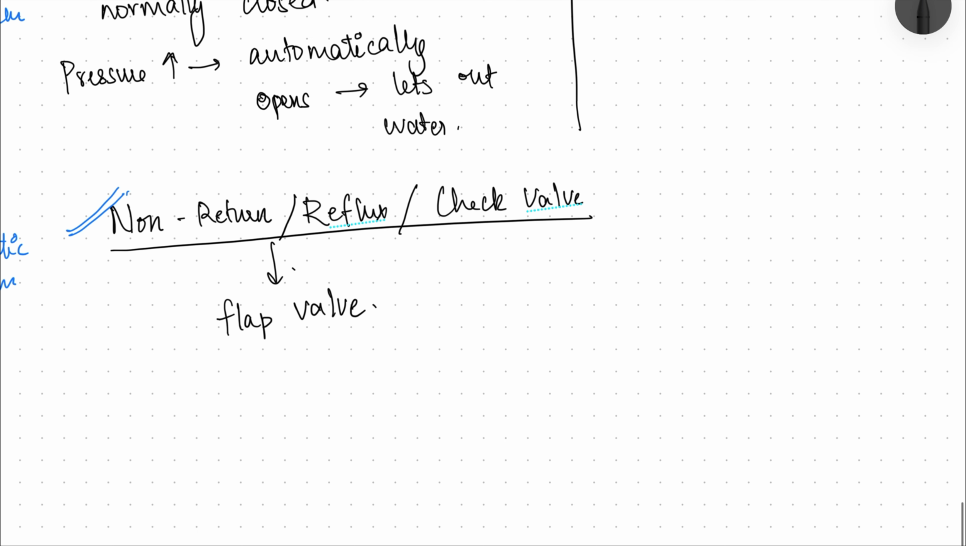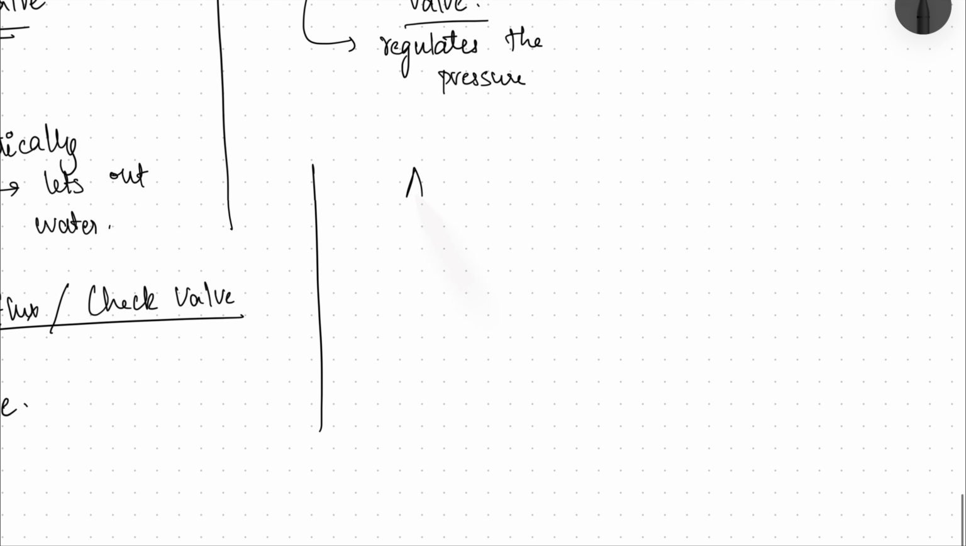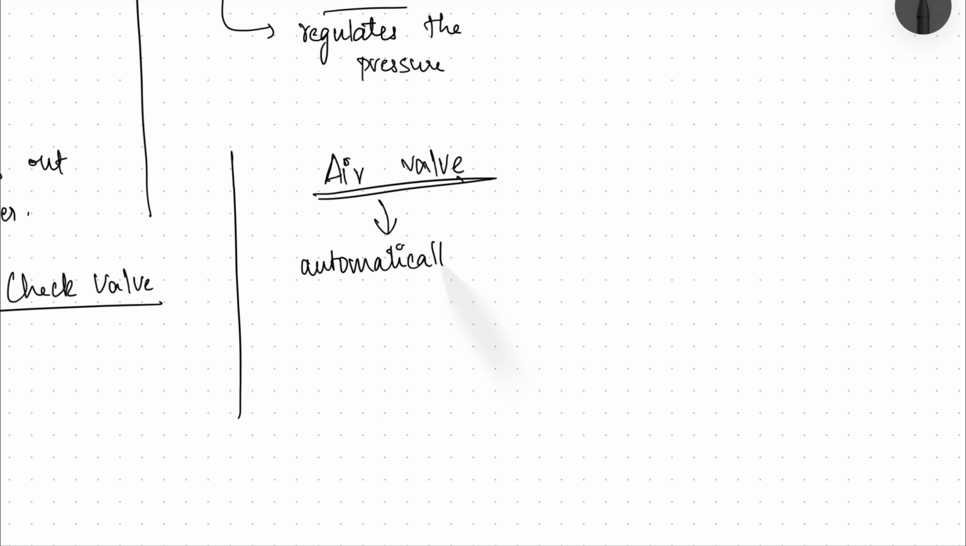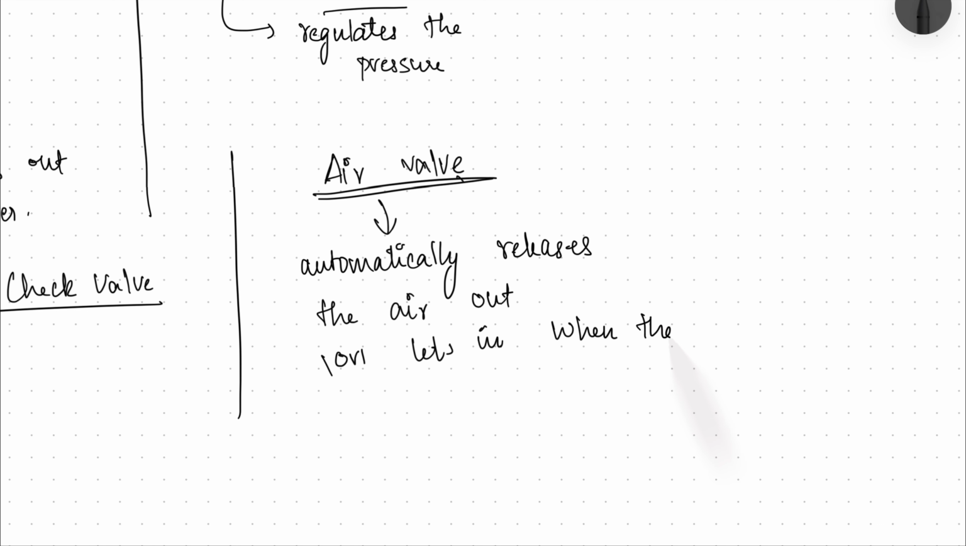Then there is something called air valve. The air valve automatically turns on when there is excess air, in order to let it out, and removes the excess air. And it also permits air in when the pipe is being emptied, releasing the accumulated air out, or letting it in when the pipe is being emptied.